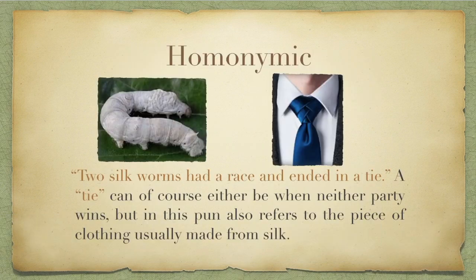Category number 3, homonymic. These words include both homographs and homophones. A homonymic pun contains aspects of both the homophonic pun and the homographic pun. In this type of pun, the wordplay involves a word that's spelled and sounds the same, yet has different meanings. For example, 2 silkworms had a race and ended in a tie. A tie can, of course, either be when neither party wins, but in this pun also refers to a piece of clothing usually made from silk.